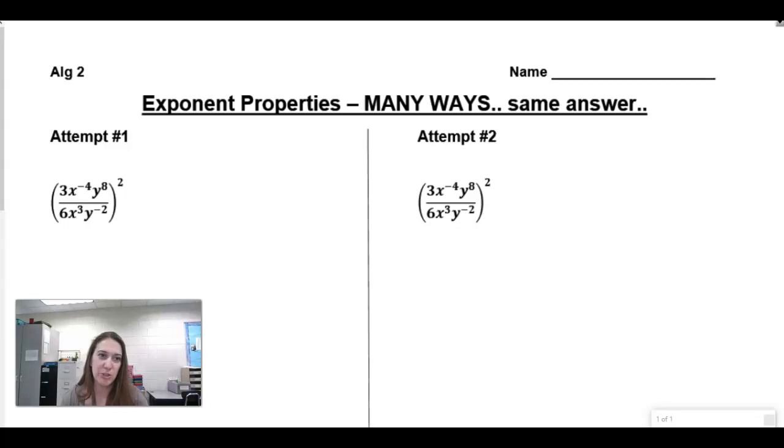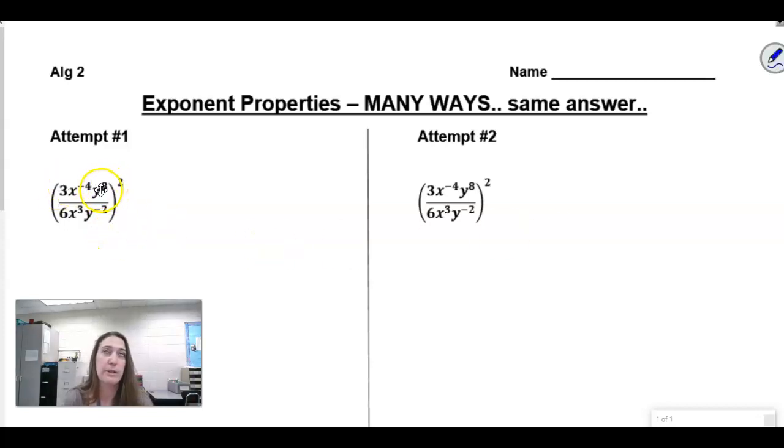So this first question, I'm going to work through this one with you, and we're going to do two different attempts where we take two different approaches, and you're going to see that we get the same answer. So let me take my first attempt. Got a lot going on here, every single property. So what I'm going to do first is I'm going to move some things around.